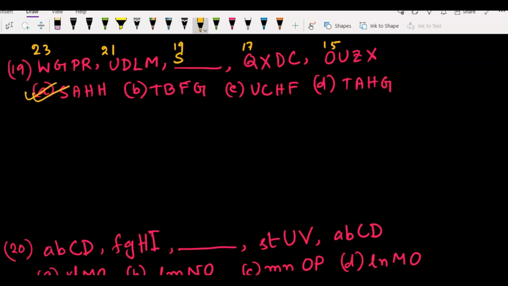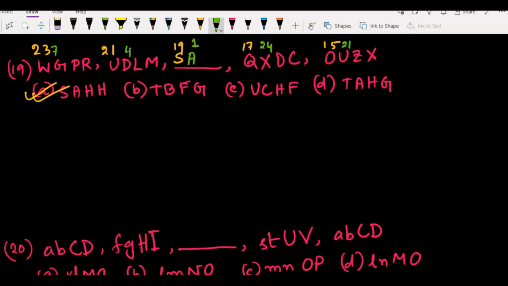So there is only one option that starts with S. So S, A, H, H. So you can check the others. G is 7, D is 4. Then X is 24 and O is 21. So here 7 minus 3 is 4. Then 4 minus 3. What is 4 minus 3? That is 1. 1 means A.